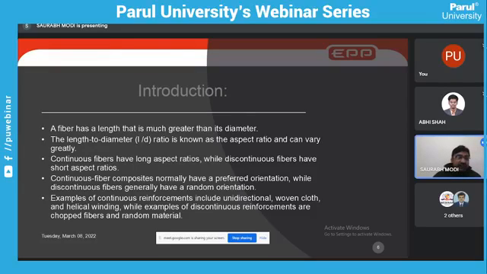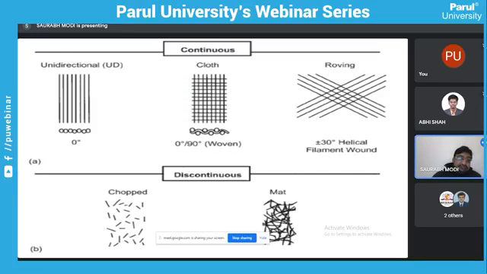You can read the third point: continuous fibers have a long aspect ratio while discontinuous fibers have a short aspect ratio. Continuous fiber composites normally have a preferred orientation while discontinuous fibers generally have a random orientation. We do everything to achieve the properties as well. It could be unidirectional, it could be woven cloth, it could be helical. You can understand through this figure.